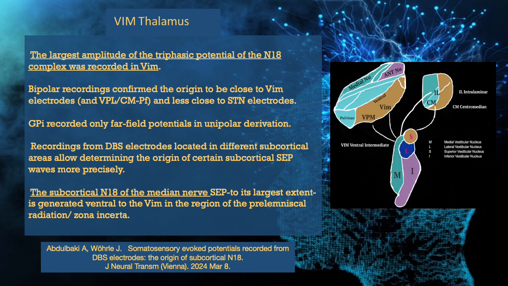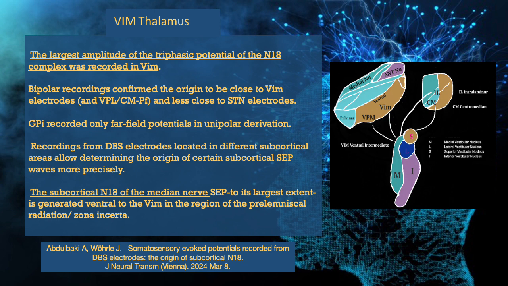So what exactly are SEPs? Well, they involve stimulating a peripheral nerve, like the median nerve at the wrist, and then tracking the resulting action potential as it makes its way along neural pathways to the cortex. Along these pathways, researchers have observed time-locked potentials known as the P18 complex. These potentials are believed to originate when electrical activity reaches specific brain regions, such as the ventral intermediate nucleus of the thalamus.